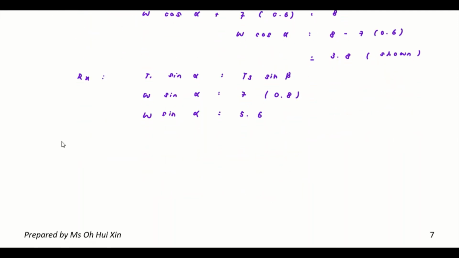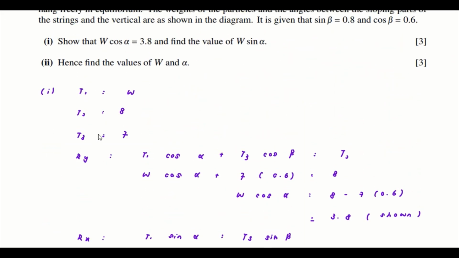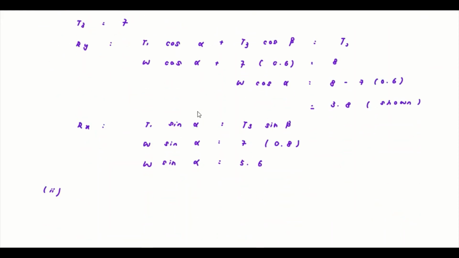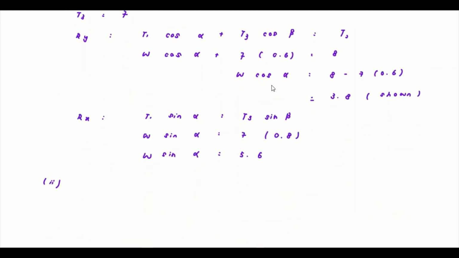Now let's look at part 2. The question wants us to hence find the values of W and alpha. I think this is pretty easy, because we have these two equations already. Let's write them down. W sine alpha equals 5.6, the first equation. W cos alpha is 3.8, so this is our second equation.